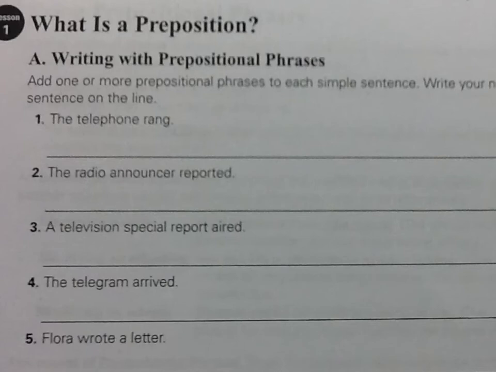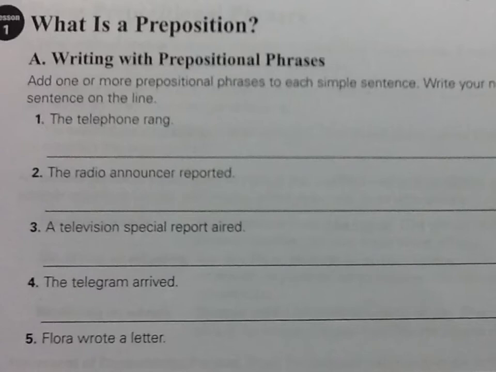So this exercise asks you to add one or more prepositional phrases to each sentence. Every prepositional phrase has to start with a preposition. So if you need help, flip back to the first page and choose one of the prepositions off of that list. Now, in order to add a prepositional phrase, you're going to want to pick a noun or a verb in the sentence to modify.